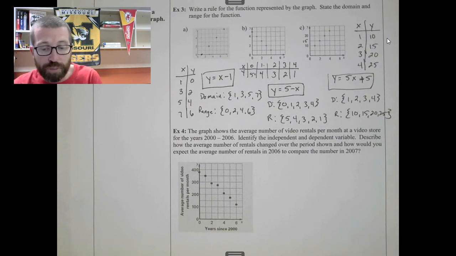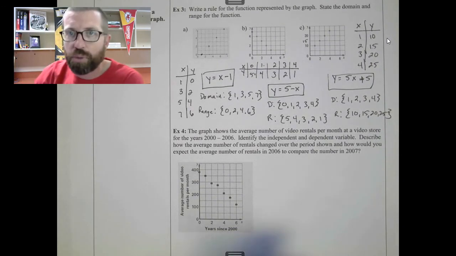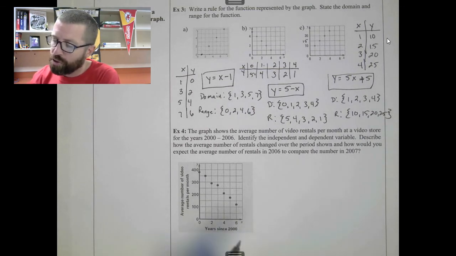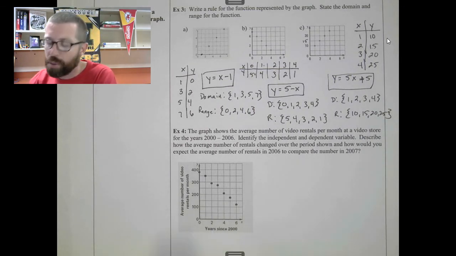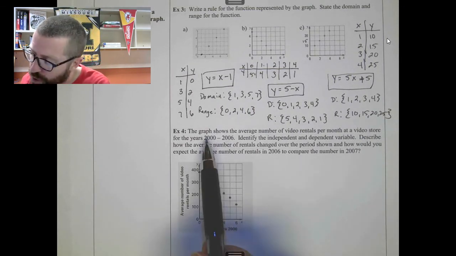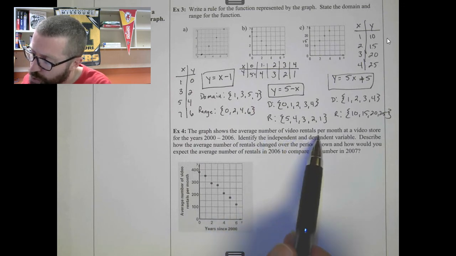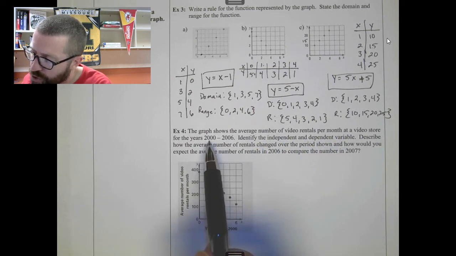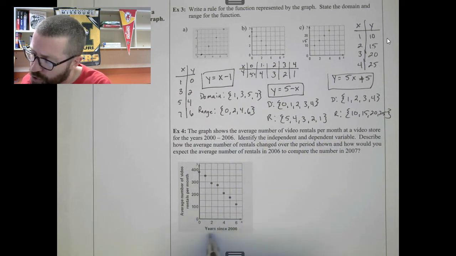Okay, make sure you pause the video, give this one a try, this word problem, read through it, as it's important to practice your reading and see if you can interpret what the problem is asking you to do. This says the graph shows the average number of video rentals per month at a video store for the years 2000 to 2006.